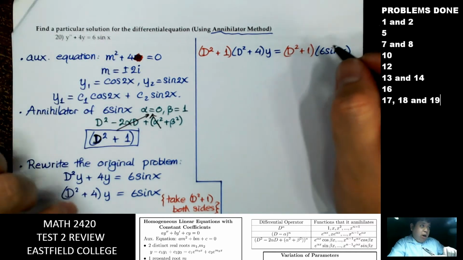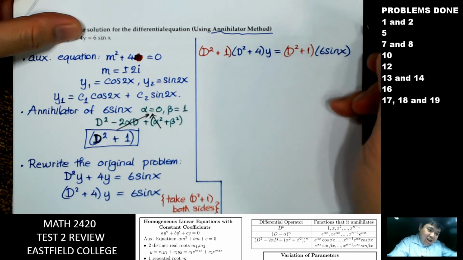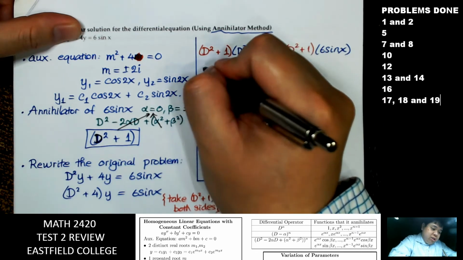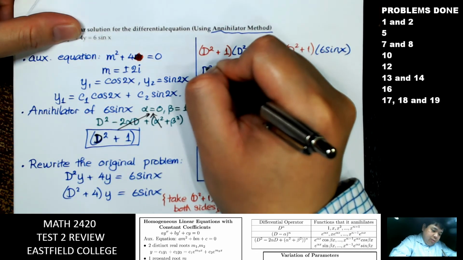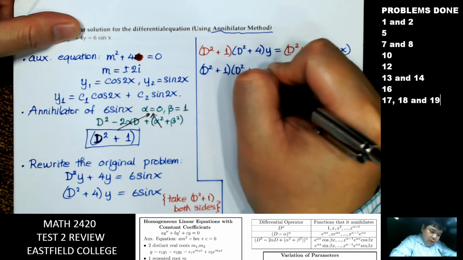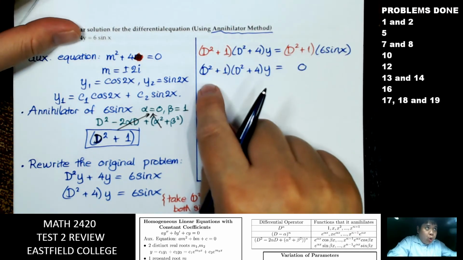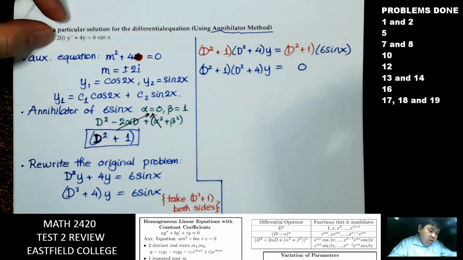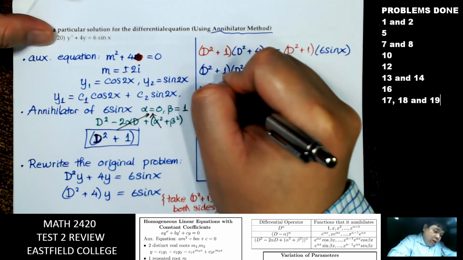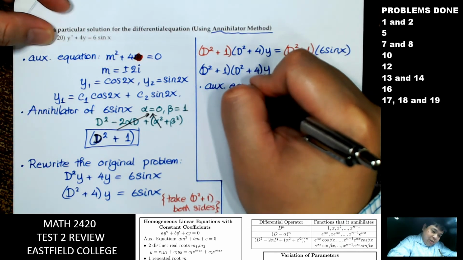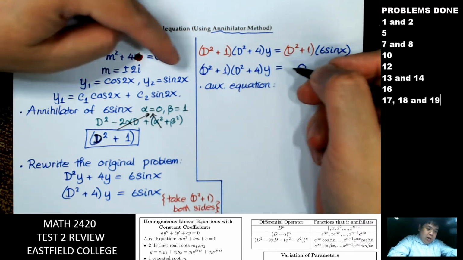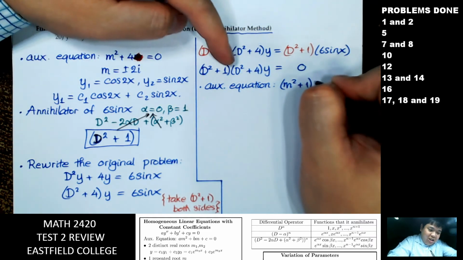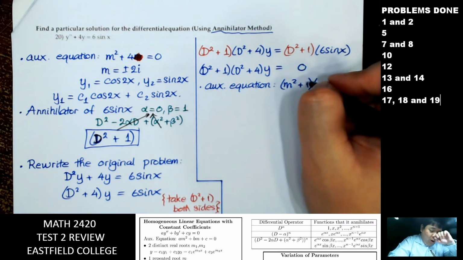By the definition of annihilator, it will annihilate the 6 sin x, so we just have 0. The left hand side is still the same. We could multiply it out and have a linear equation, constant coefficient, but just skip that step and go to the auxiliary equation right away. We have m squared plus 1. So the auxiliary equation is pretty much just like this annihilator form, where it's constant coefficient.